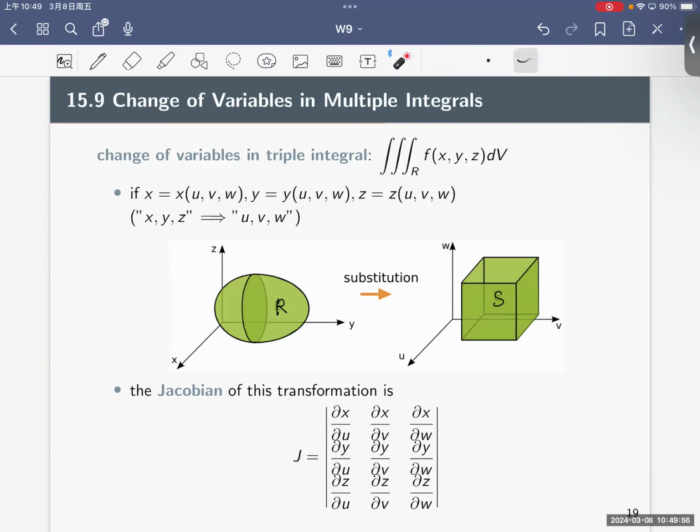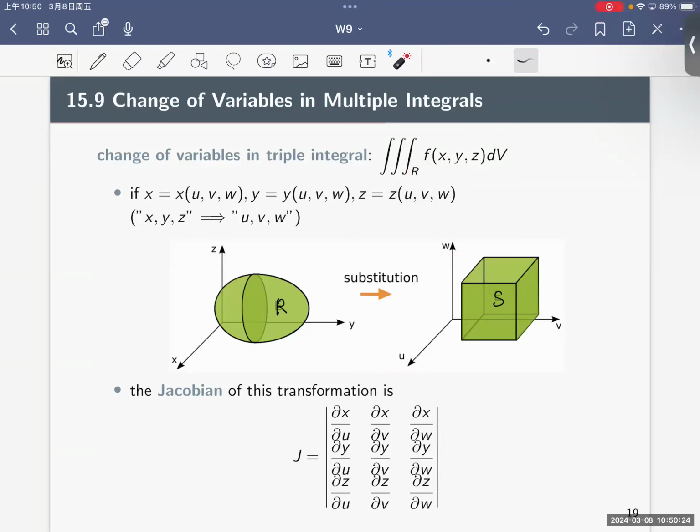So in x, y, z, the integration region looks like R. If I change it to u, v, w, the integration region will look like S. The important thing is the Jacobian. The Jacobian relates dx, dy, dz to du, dv, dw. The idea is exactly the same. Now it's a 3 by 3 matrix.